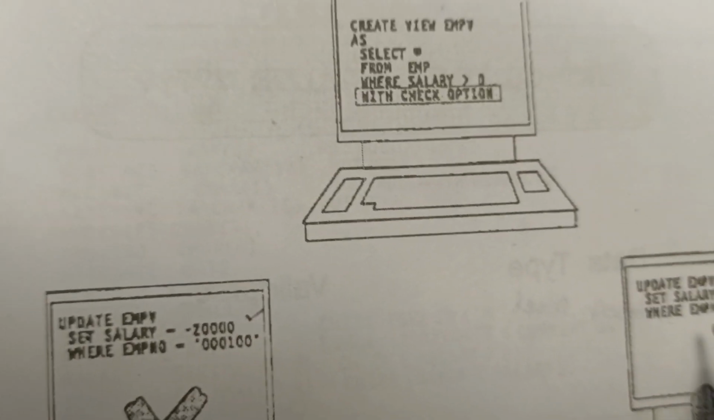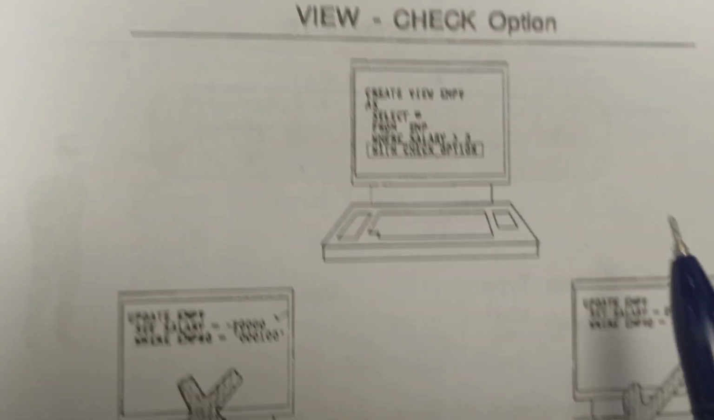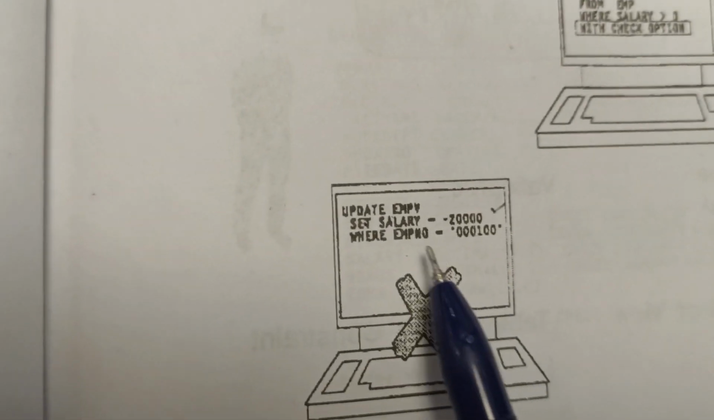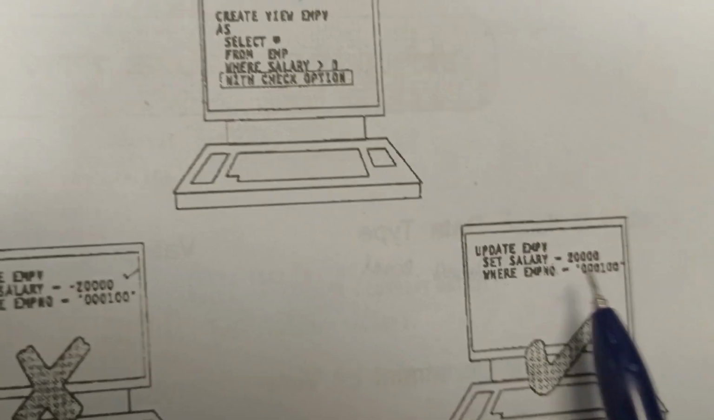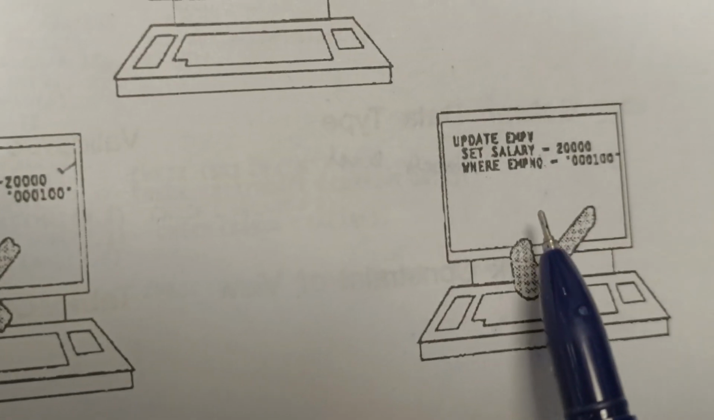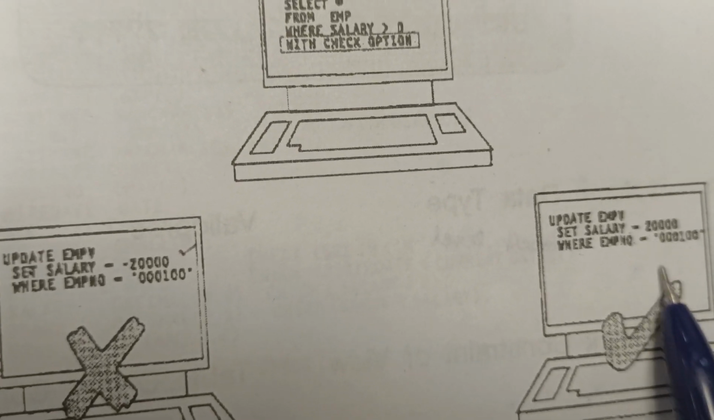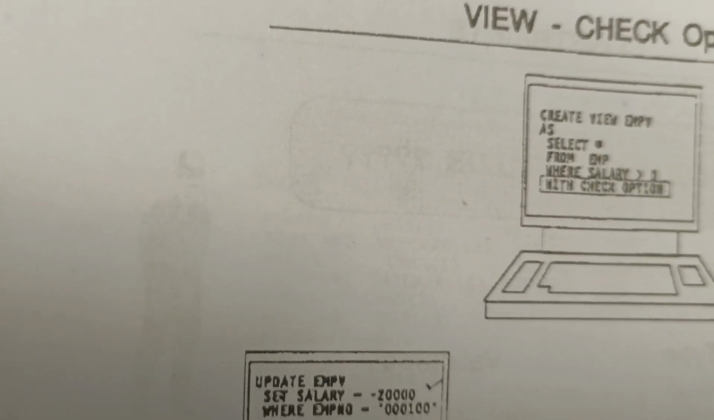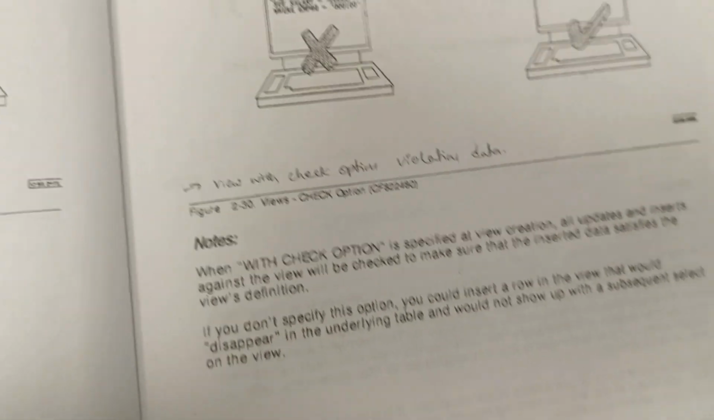Similarly, this time I am updating the view, empy, which is the view name. This time I am setting the salary to 20,000, but earlier I tried minus 20,000. That's why it was not allowing entry. Why? Because I gave a check option here. Now I am setting a salary of 20,000 where employee number is 100, and now the system allows the table to be updated with a salary of 20,000. That's why we are using the view with the check option.